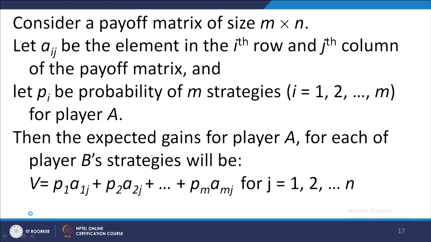So, let us look at a situation where we have a payoff matrix of the size m by n, and let aij be the elements of the ith row and the jth column of the payoff matrix, and let pi be the probability of m strategies, that is i is equal to 1 up to m for player A. Then the expected gains for player A for each of the player B's strategy can be written like this: V is equal to P1 a1j plus P2 a2j plus up to Pm amj for all j going from 1 up to n.